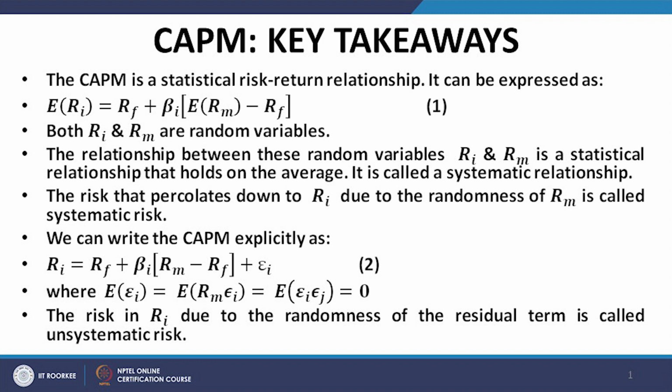So, now here in this particular equation number 1, both R I and R M are random variables. This kind of relationship between two random variables, which is represented in equation 1 and which is statistical in nature, is called a systematic relationship between the two variables. In other words, this equation 1 represents a systematic relationship between the random variables R I and R M, that is the returns on the security and the returns on the market.